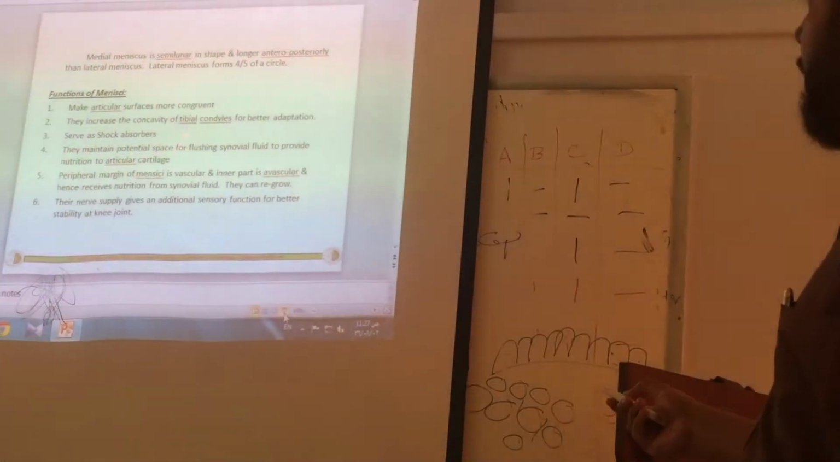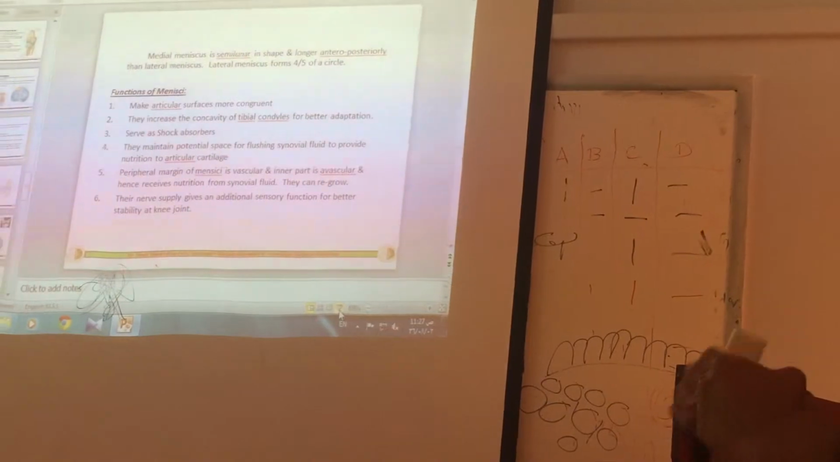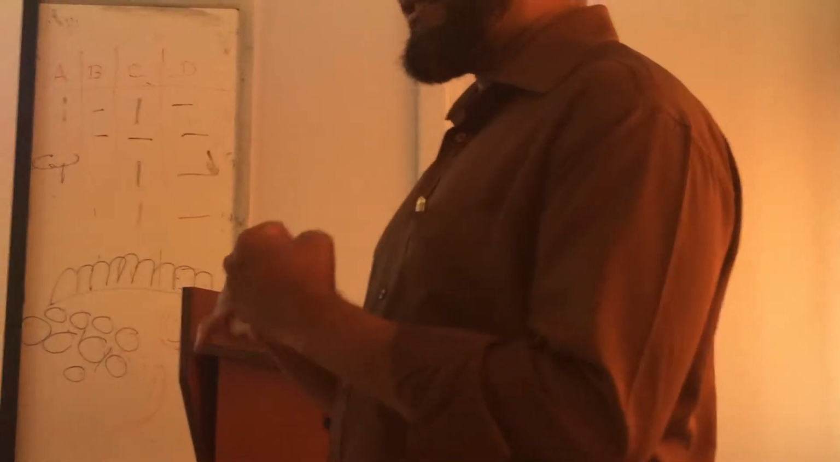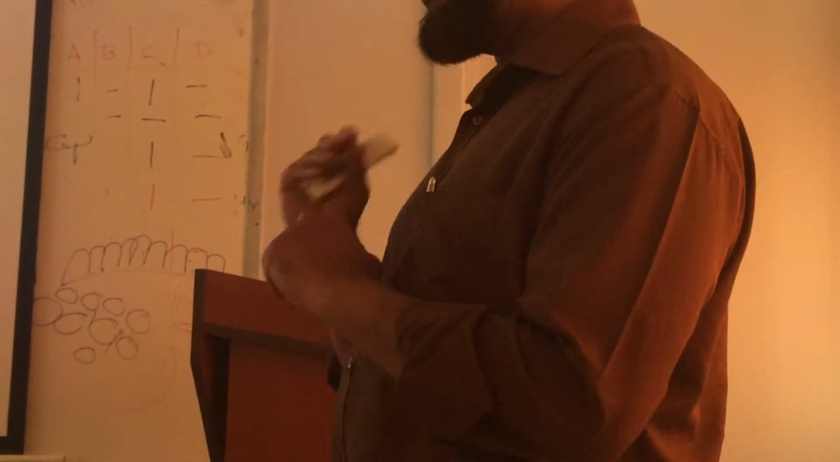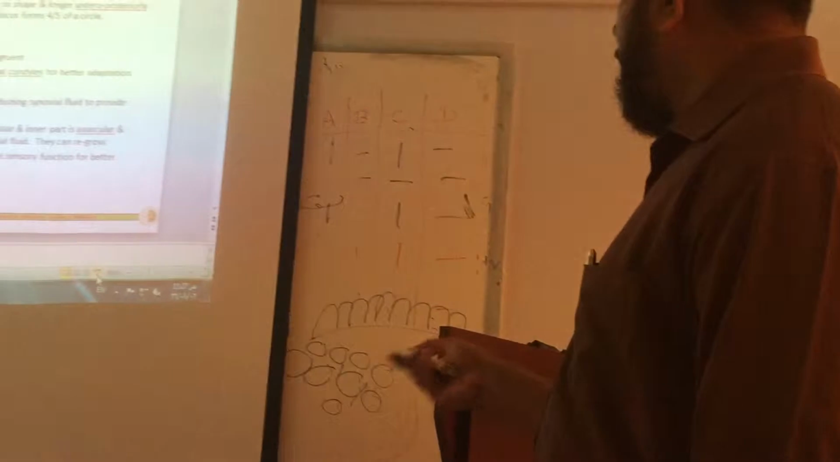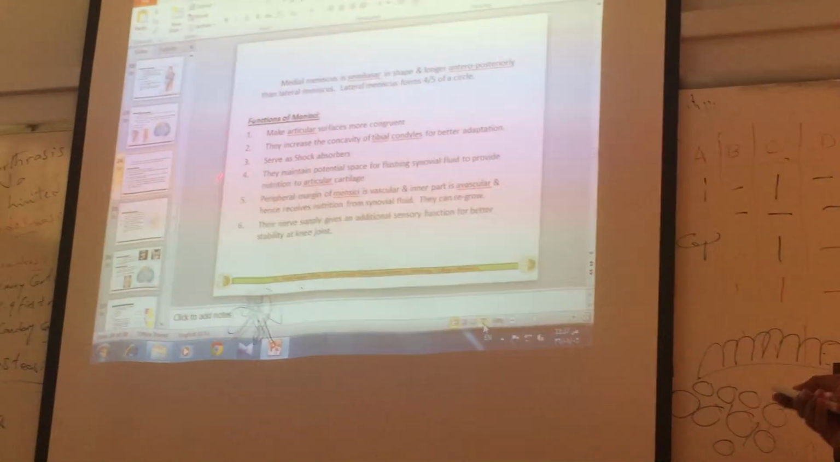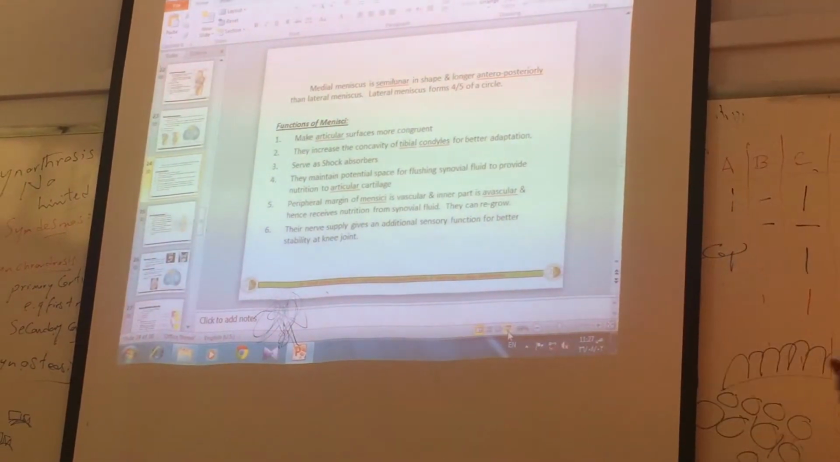Then it also has this potential space for flushing of the synovial fluid. If the synovial fluid doesn't flow easily, then there might be problems. So this space which is created by the menisci helps in movement of the synovial fluid throughout, and it provides nutrition to the articular cartilages. The hyaline cartilage is there.